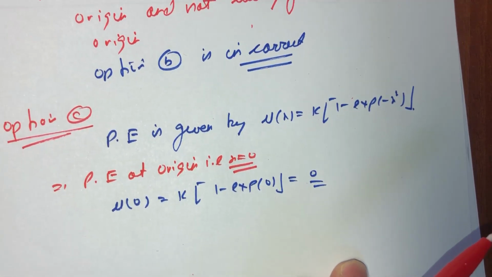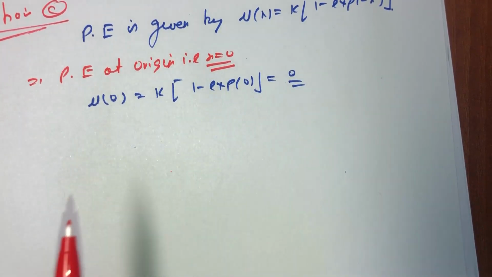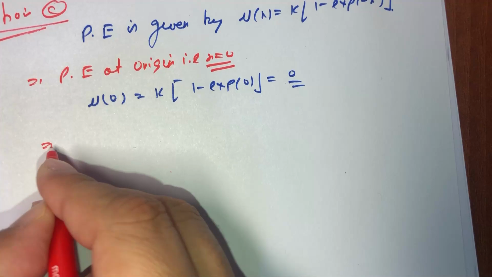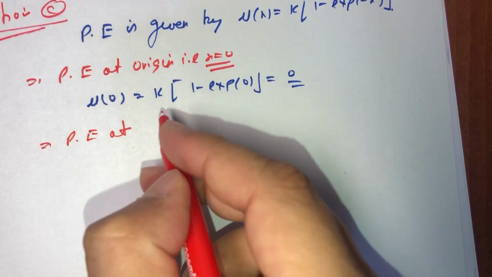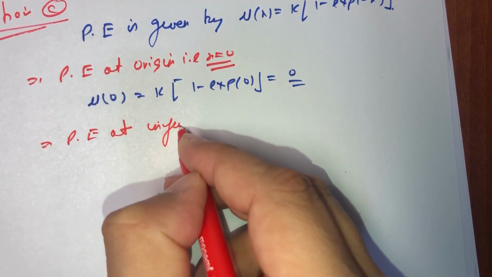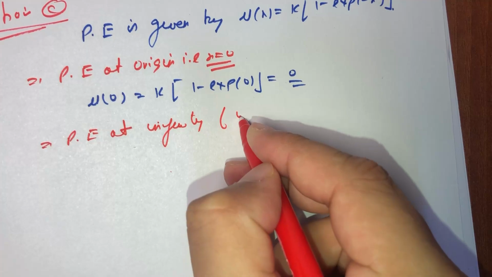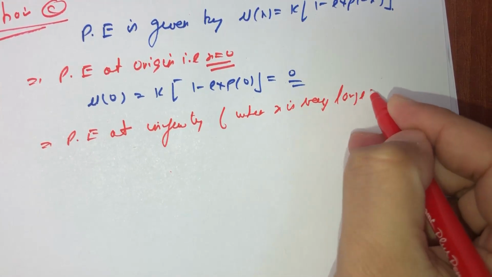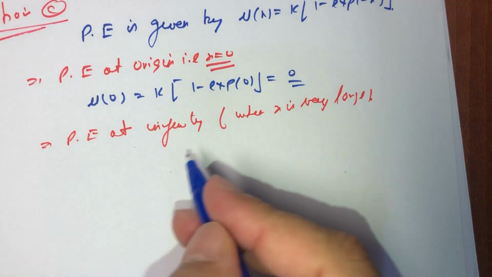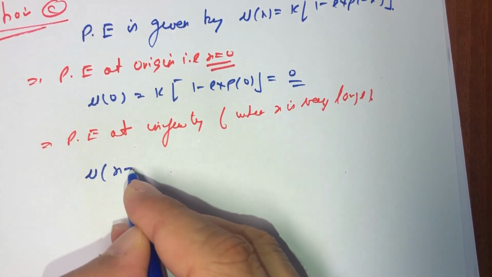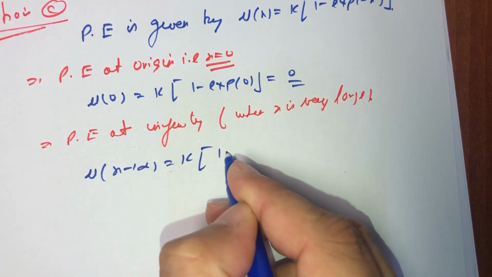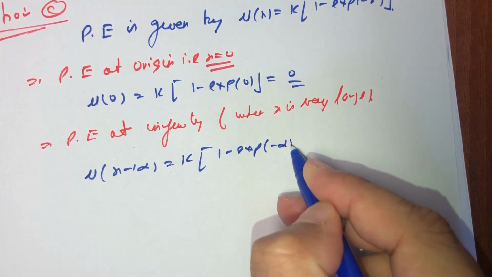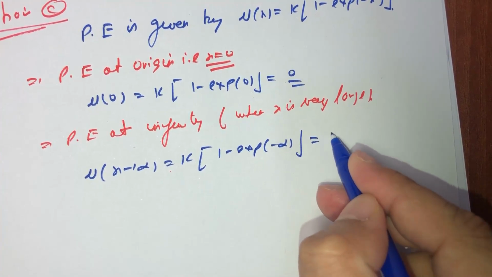Okay, so let us find out what the potential energy will be at infinity, or when x is very large. So U when x tends to infinity will be equal to K(1 - exp(-infinity)), and this will be equal to the value of K.